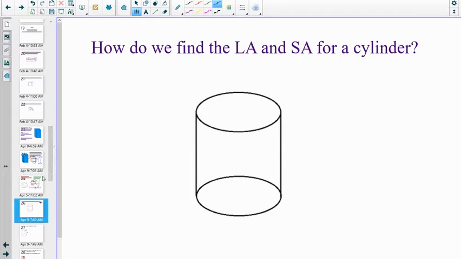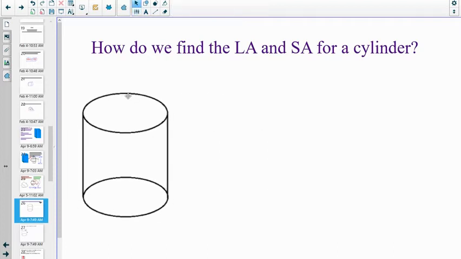This is a cylinder. We've referred to a cylinder yesterday. I'm sure a lot of you know how a cylinder works, or what a cylinder looks like, I should say. So if I'm looking for lateral area and surface area for a cylinder, this isn't a polygon. This isn't a triangle or hexagon or something like that. This is a circle. So I've got a circular base.